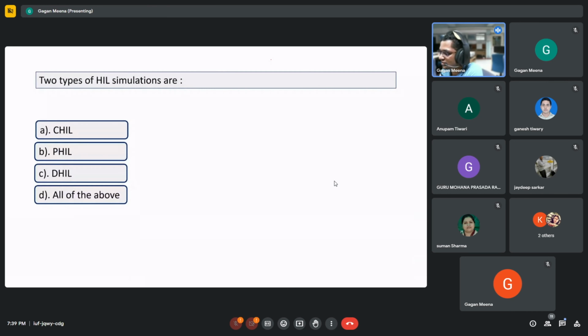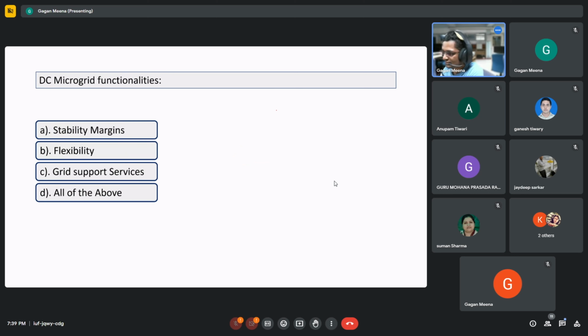So the next question is, this is also an easy question. Two types of hardware in loop simulations are: which is the correct answer, CHIL, PHIL? So E and D. What is CHIL, the full form? Control, sir. Control hardware in loop. Yes. And PHIL is power. Power hardware in loop. This also, please remember; it's important. Yes, next, sir. There was a question in the assignment, sir.